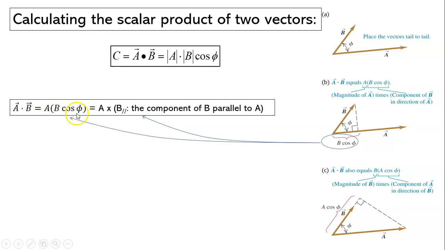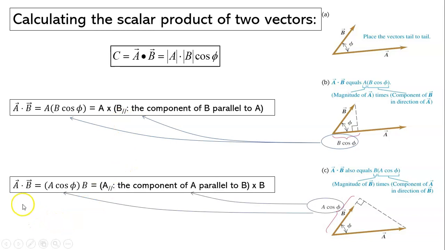What is b cosine phi? Look at the diagram: b times cosine phi is the component of b projected on vector a. So this length is the b component parallel to a. So it's the size of a times the component of b parallel to a.